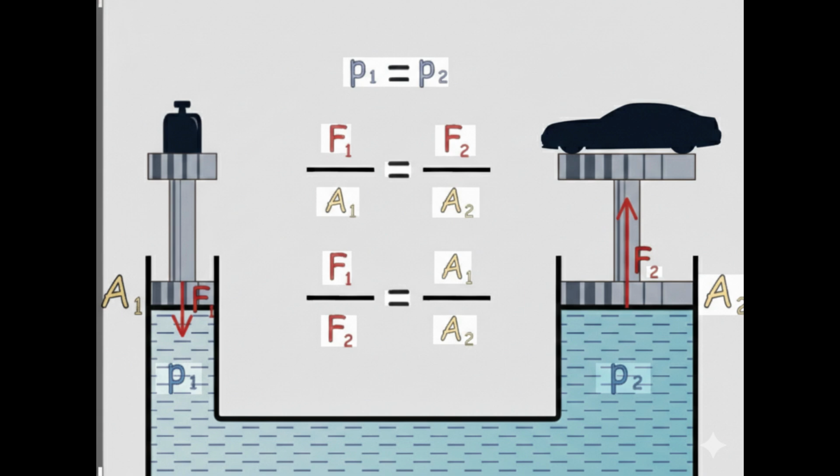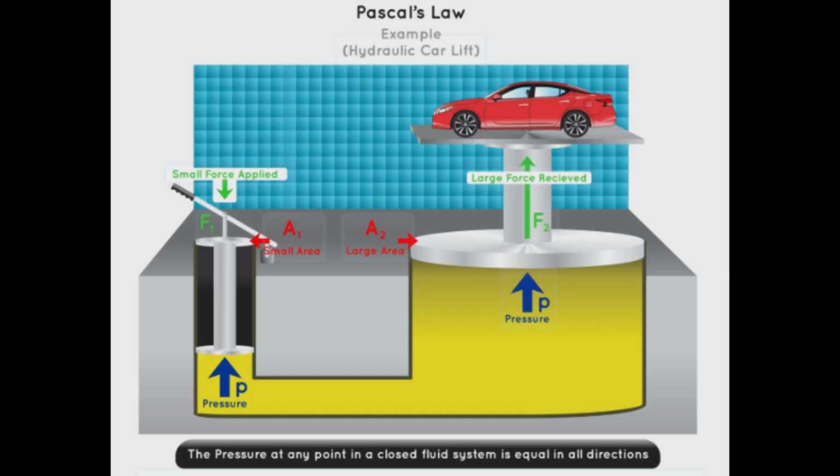The engineering advantage. We call this mechanical advantage. In our examples, if the output piston is 10 times larger than the input, your lifting force is multiplied by 10. This is the exact principle used in car jacks, heavy machinery, and the irrigation systems you work with as an engineer.